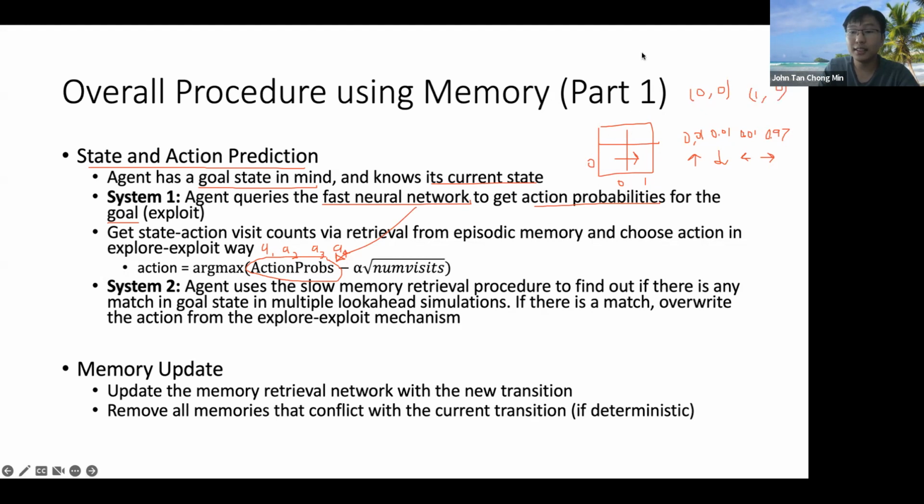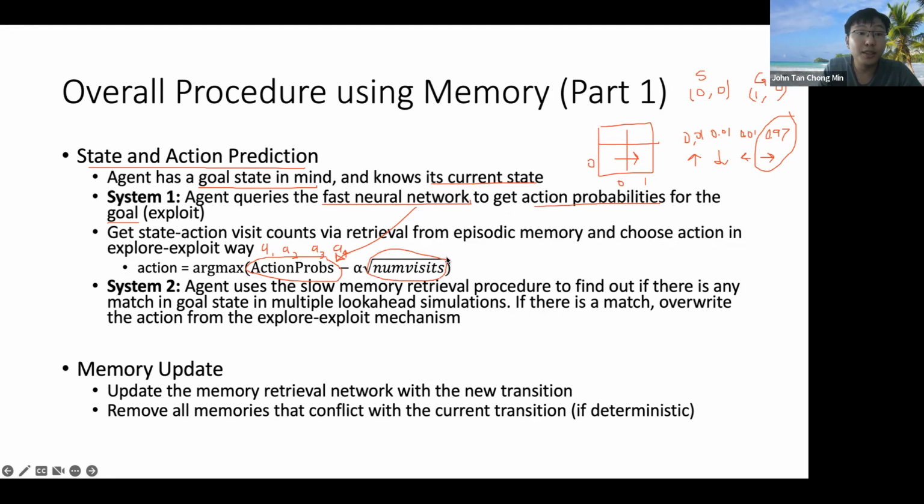Yeah, so let's just talk about this 0, 0 to 1, 0. This is your start state, your current state, and this is your goal state. In order to head there, the action that you probably need to take is this right action. So this will be the action probabilities. And then here we have this visit count. I take a square root in order to do an exponential decay.